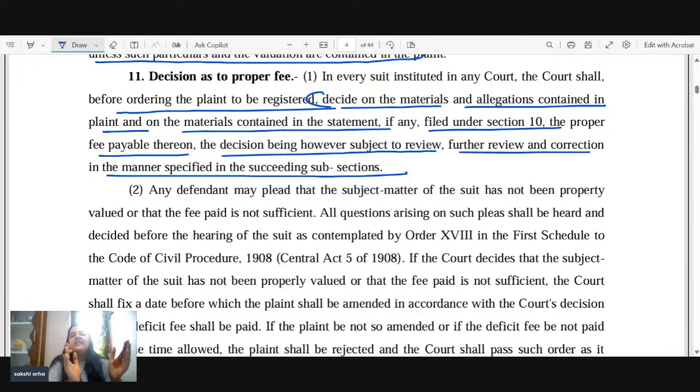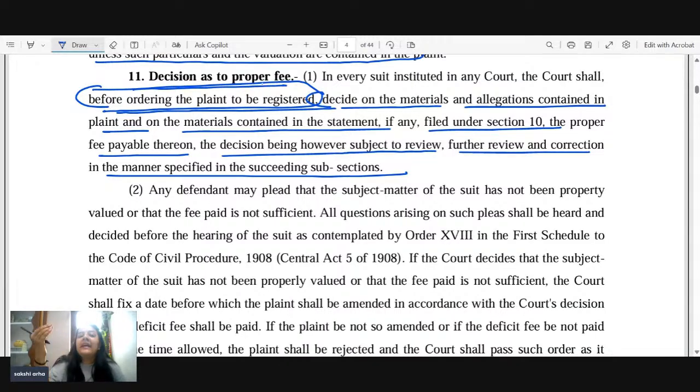So, whenever a plaint is filed in the court, okay, every suit when a suit is instituted, when a plaint is filed, जैसे आप plaint file करोगे तो suit institute हो जाएगा. So when a suit is instituted in court, before registering the plaint, plaint को register करने से पहले, just underline this, before ordering the registration of plaint, the court will decide the subject matter and the value of suit. Okay, court decide करेगा, court देखेगा उन documents को which you have attached.